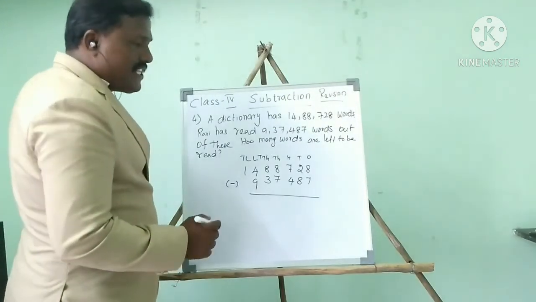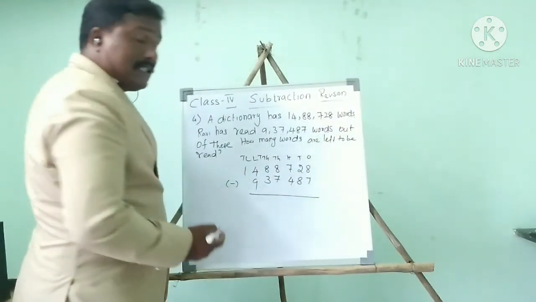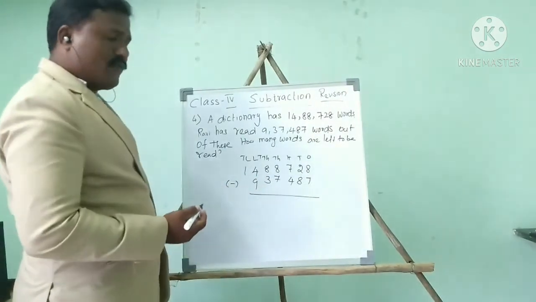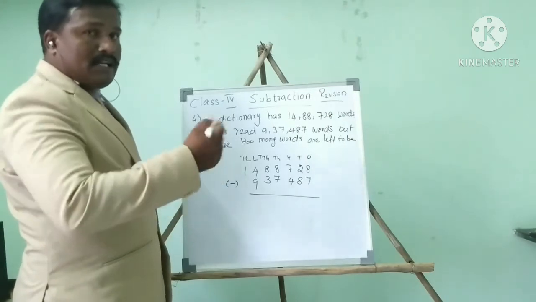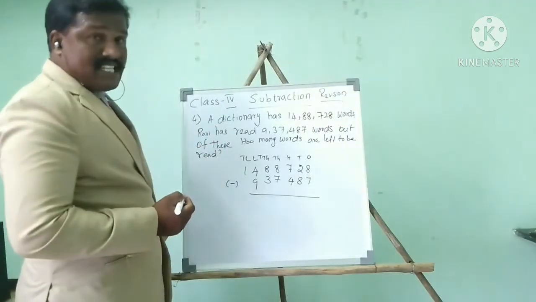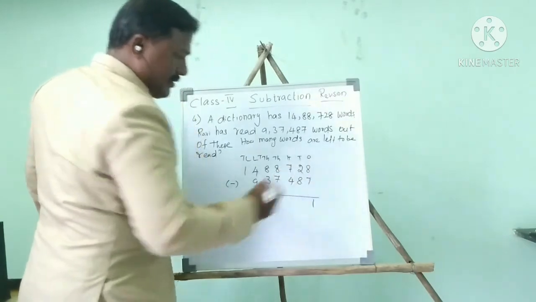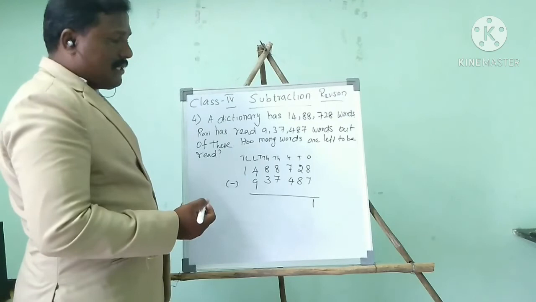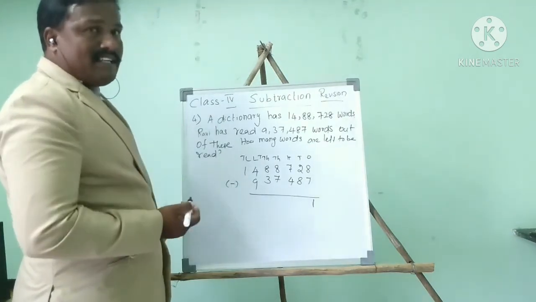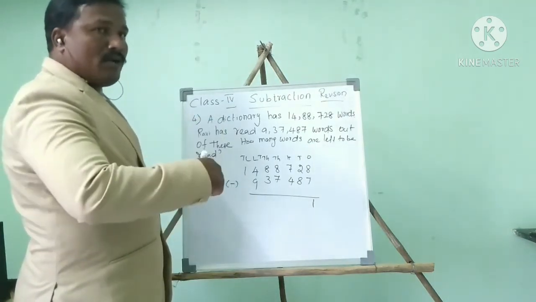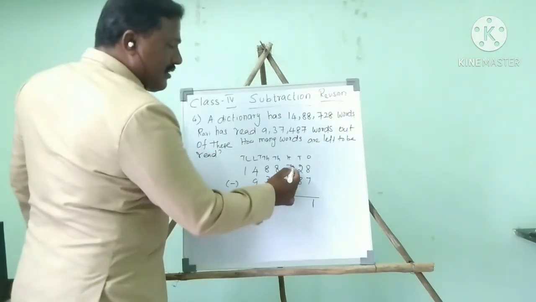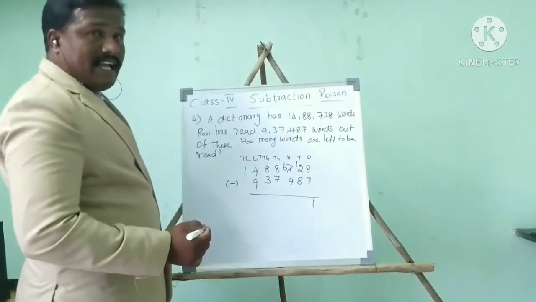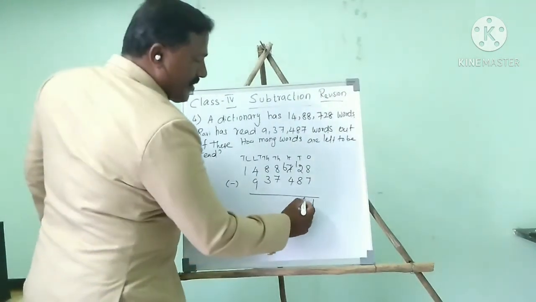Okay. So let me see. The minuend is bigger than the subtrahend. So we can subtract. No need to borrow from the nearby number. So 8 minus 7, we get difference 1. See, 2 minus 8, we cannot subtract because the minuend is smaller than the subtrahend. So what will we do? We have to borrow from the nearby number. So here we will borrow. So here becomes 6. Now here 12. So 12 minus 8, we know very well 4 is the difference.